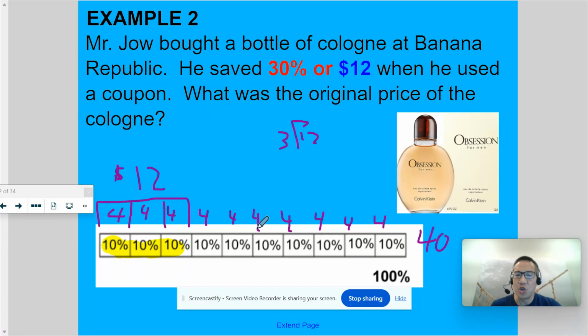I do have some students who do it this way. If 30% is $12, another 30% is $12. Another 30% is $12, and 10% is 4, adds up to $40.